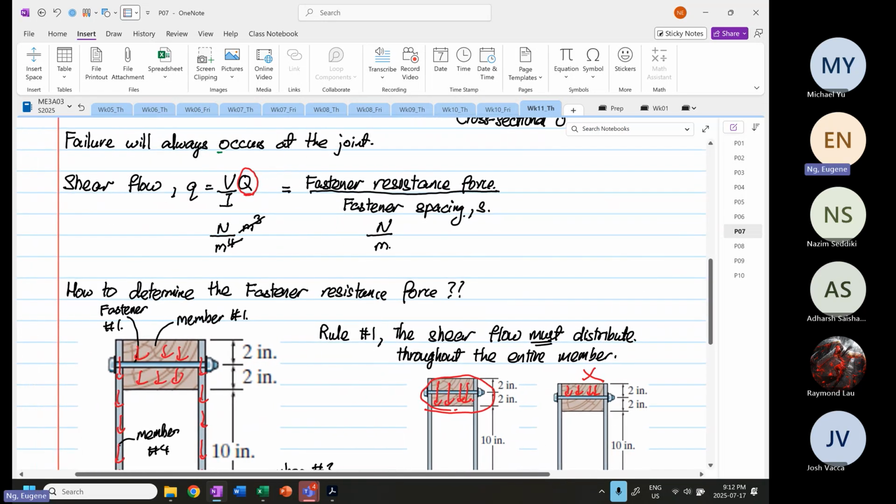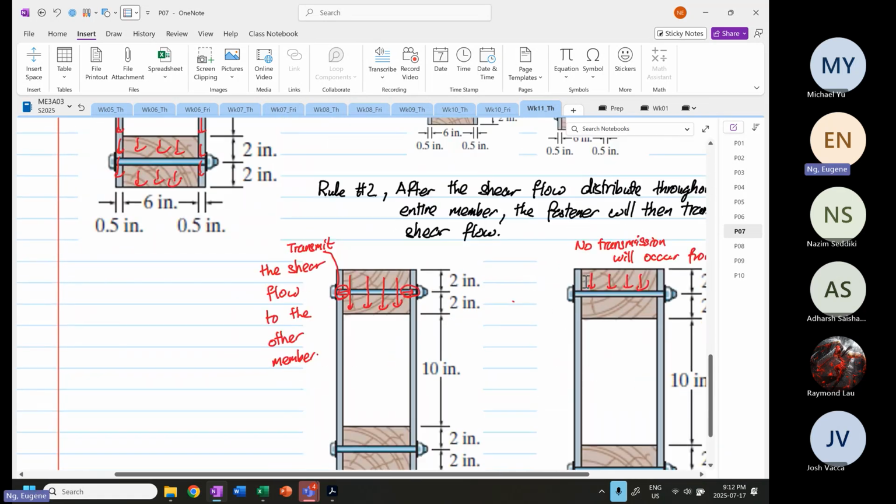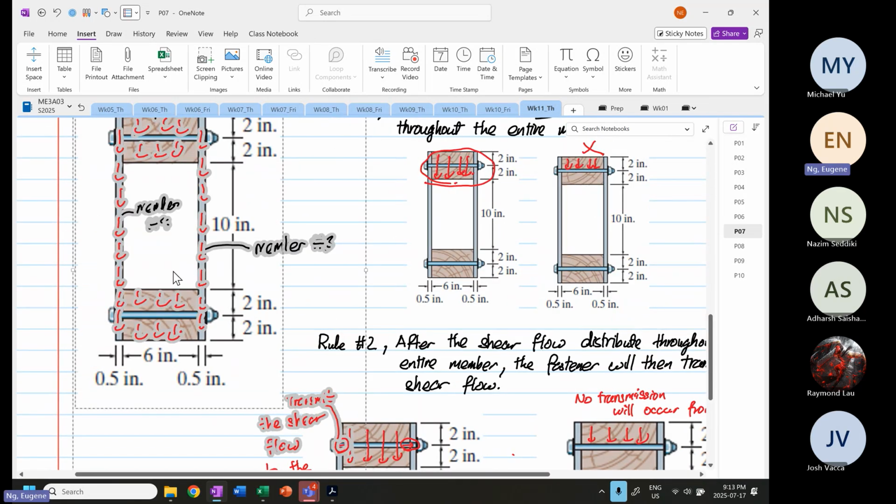how is the shear flow? Right, you will ask yourself, Eugene, it's so difficult to visualize. How is the shear flow related to the force resistance of the fastener? Okay, so now I'm glad we have done Mohr's circle. We're going to look at an element now.